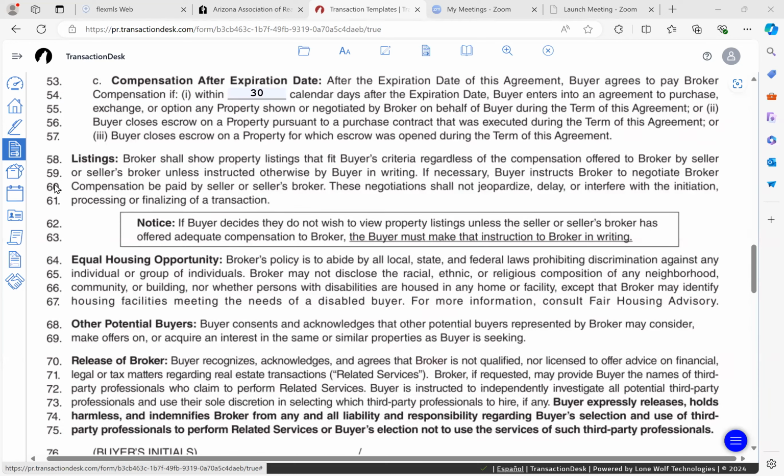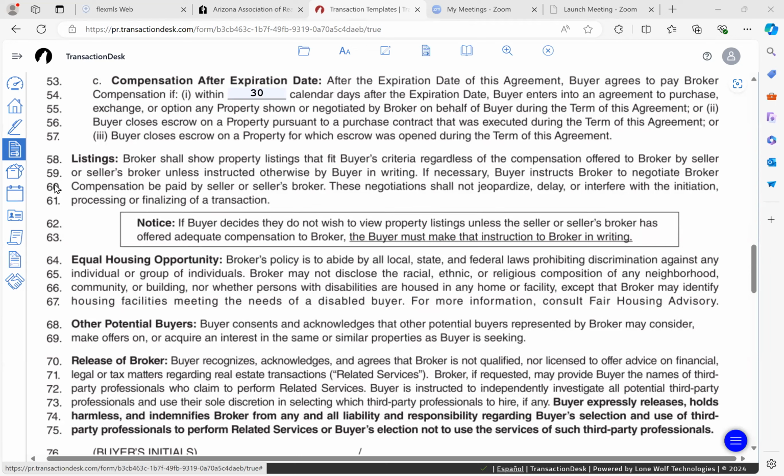These negotiations shall not jeopardize, delay, or interfere with the initiation, processing, or finalizing of a transaction. If buyer decides they do not wish to view properties unless the seller or seller's broker has offered adequate compensation to the broker, the buyer must make that instruction to broker in writing. Get it in writing. Don't open yourself up to a lawsuit.